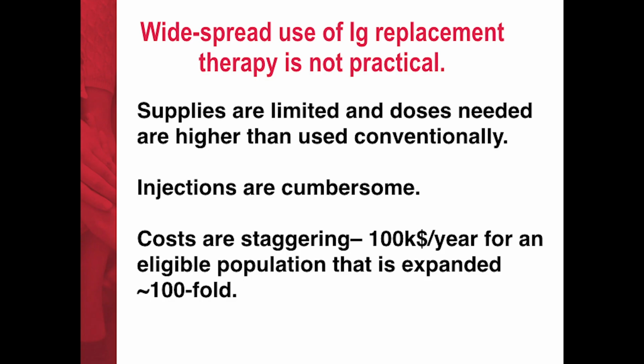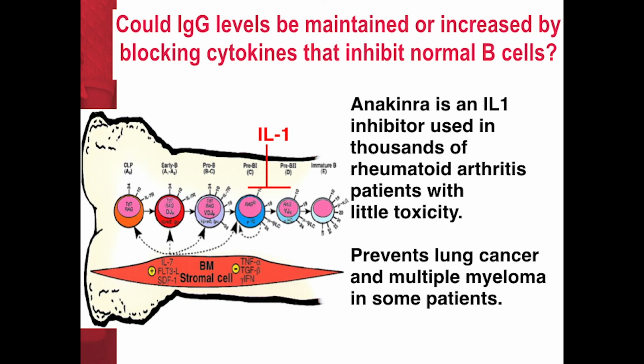Because it's a blood product, supplies are very limited. The doses you need are probably higher than used conventionally. There's not enough material in the world to do this. Importantly, the injections are cumbersome and the costs are staggering. It costs about $100,000 a year for IV gamma globulin. We can barely keep up with our current indication. So if we wanted to use it in patients just to keep their IgG levels up, it would break the healthcare system. So is there another approach?